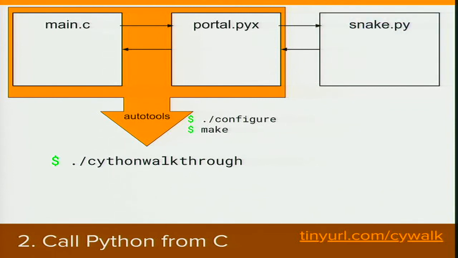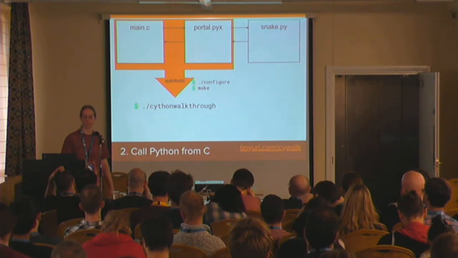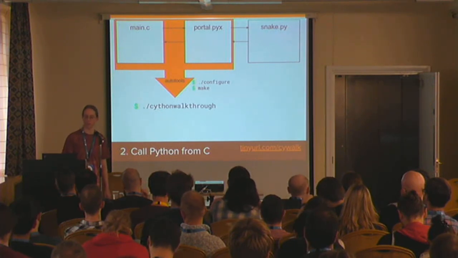So in this example, we're going to create a command line program called Cython walkthrough, and we're going to use three files, two of which get compiled into that application, which are main.c containing C source code, and portal.pyx, which contains the Cython source code. Those two files will then together call out to our snake.py file, which can be a Python module, or if it's on sys.path, it will just get imported there.